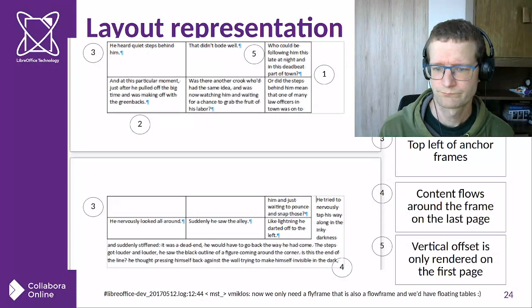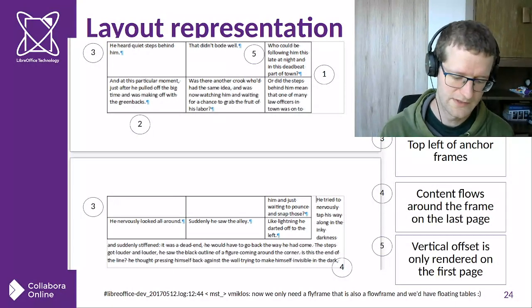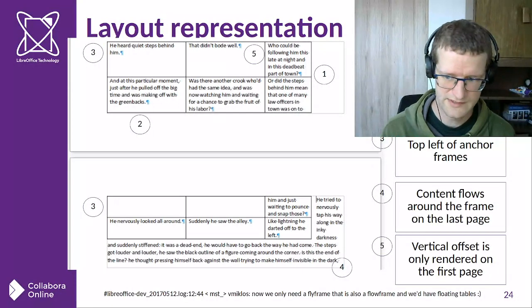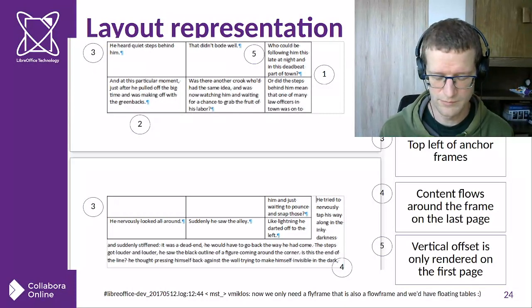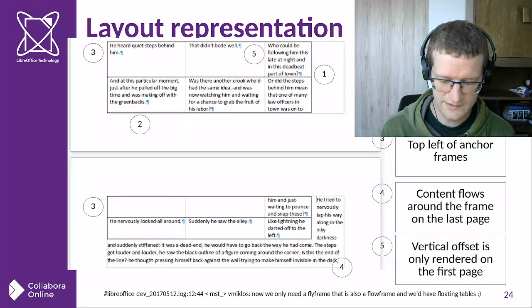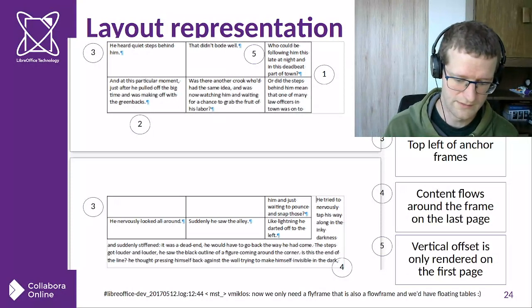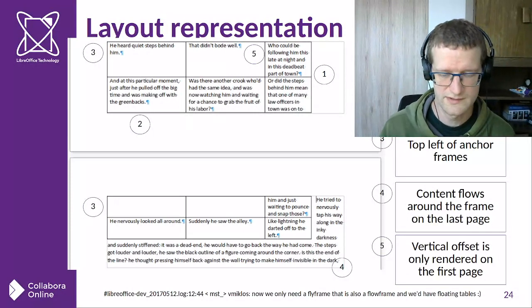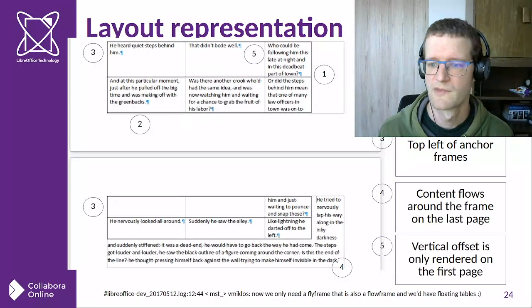Then on the last page we do this wrapping so that the text frames, which are the anchors, always have some offset, which is basically the character position inside the paragraph that is the starting point on that page. So in all pages this is 0, which means that on the last page we start from the start of the anchor text, and we flow that around the floating table.